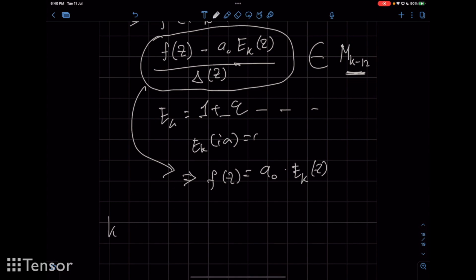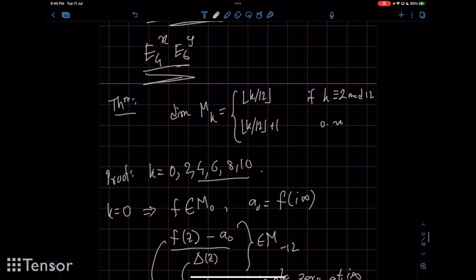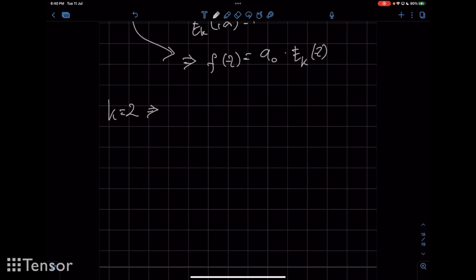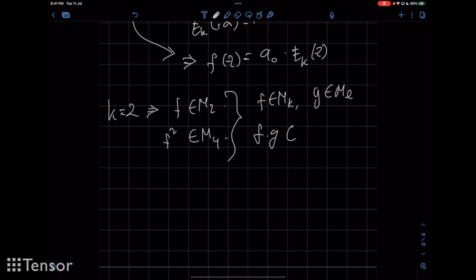Now we just have to prove the k equals 2 case. So if we look at the formula, what should be the value of the dimension of M sub 2? 0. Okay, let's try to prove it. Suppose we take a modular form of weight 2. So we need to show that this modular form is the constant zero function. So now what we are going to do is take f squared. And my claim is that f squared is a modular form of weight 4. Can you see why? If f is a modular form of weight 2, then f squared is a modular form of weight 4. In fact, another result is true. That is, if f is a modular form of weight k and g is a modular form of weight l, then fg is a modular form of weight k plus l.